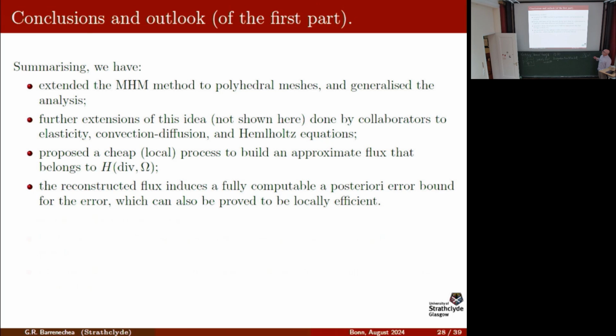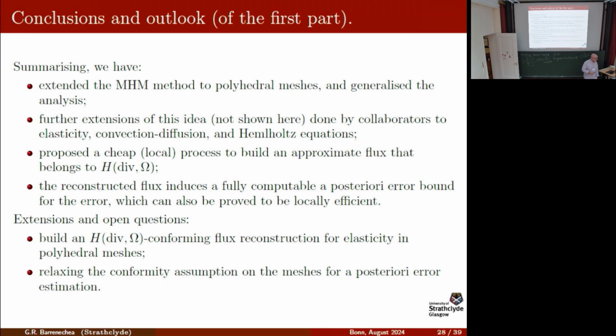Together with Larissa, we have essentially defined a local post-processing technique that is very cheap, which provides us with an H(div) flux. So that's very nice. And as an added bonus, a fully computable a posteriori error bound that can also be proven to be locally efficient. So our next steps are elasticity for this flux reconstruction.